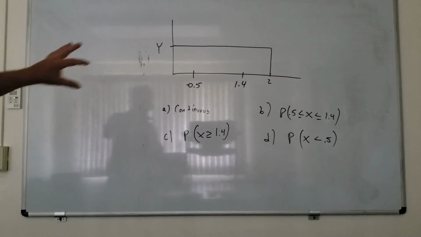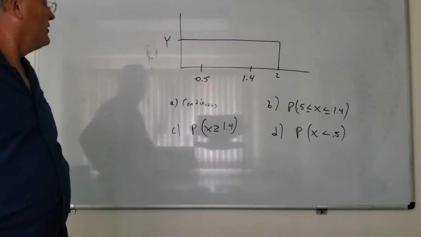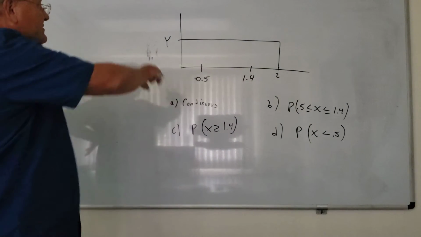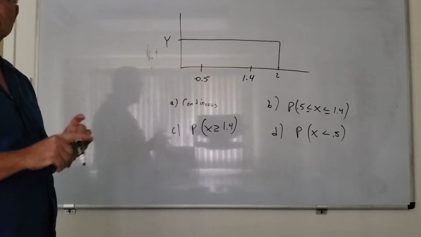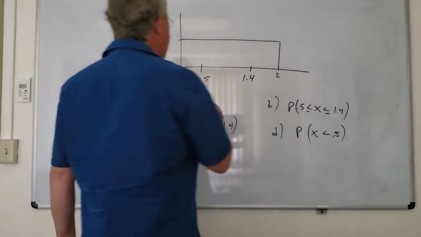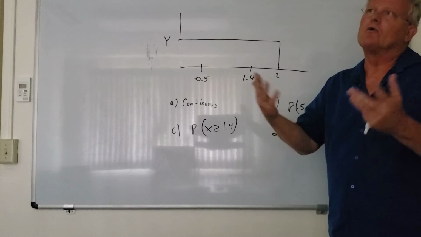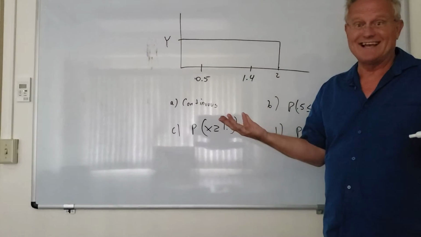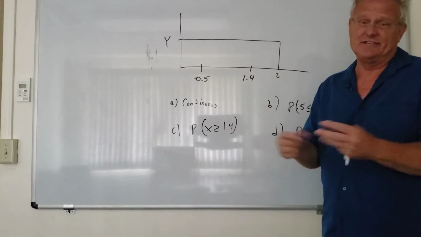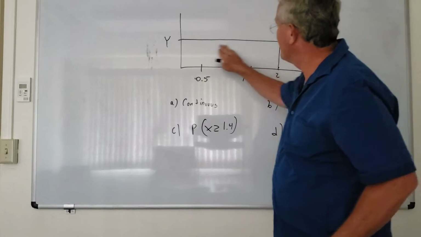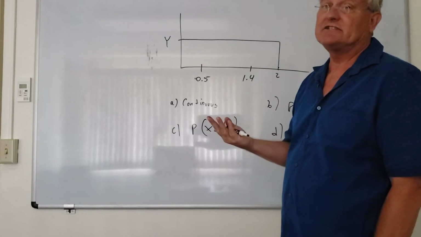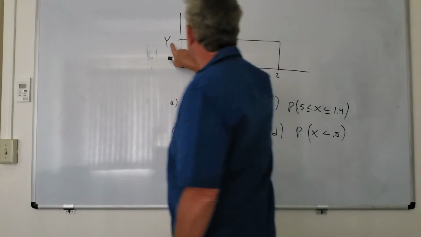Okay, so here we're given this, and we're asked to do some problems. So this is a probability model. Just remember, for a probability model, the area is always 1, or in other words, 100% of all your data values got to be in there. So the area in this rectangle has to be 1. So what does this number have to be?